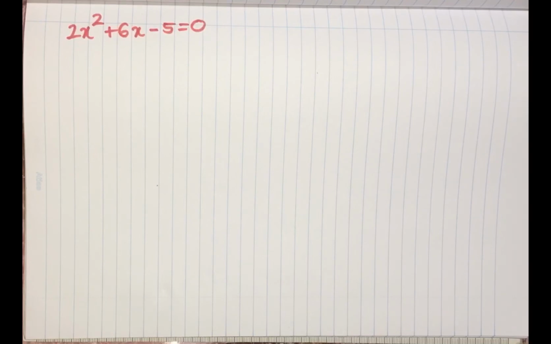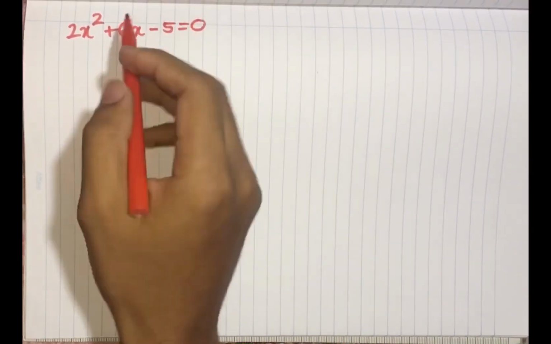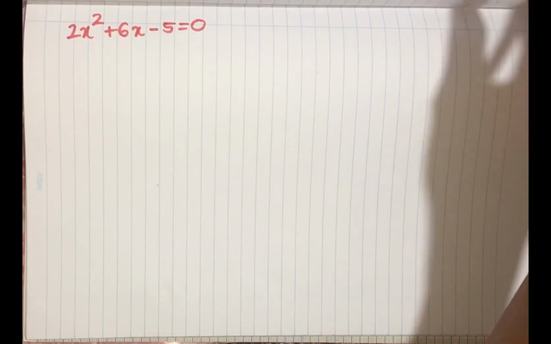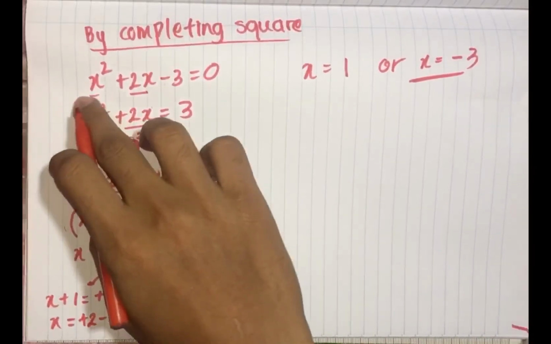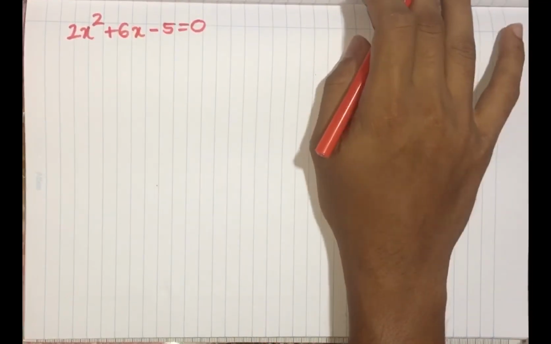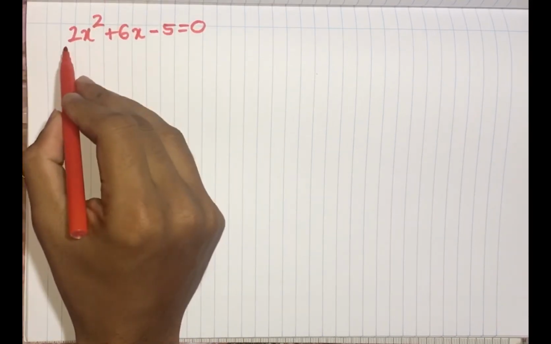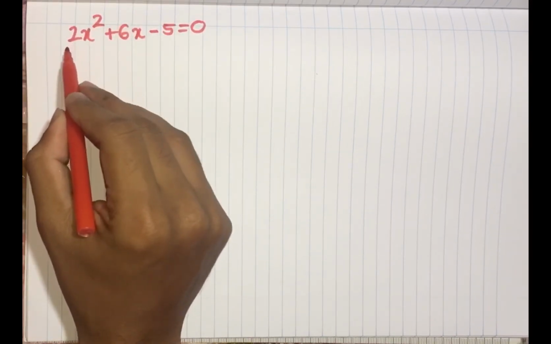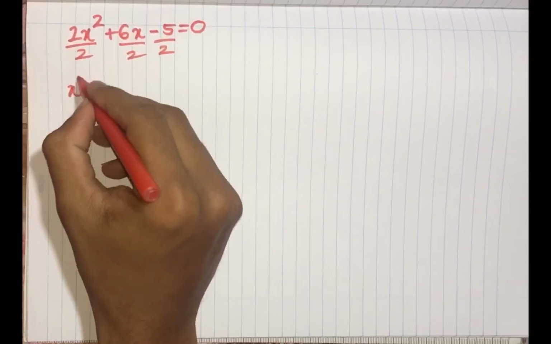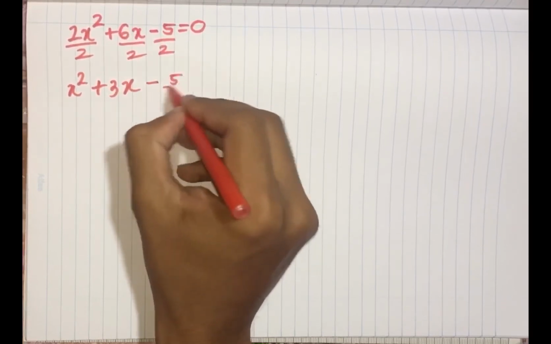But there is one important thing you have to listen to. When you have these types of questions, consider the coefficient of x squared. Earlier in our example we just had 1, right? Since we had 1, we didn't write anything here. Here you have 2. In order to make it a bit easier, to make it 1, you have to divide each of the terms by 2. So you divide this by 2, this by 2, this by 2. That is going to give you x squared plus 3x minus 5 over 2 equal to 0.